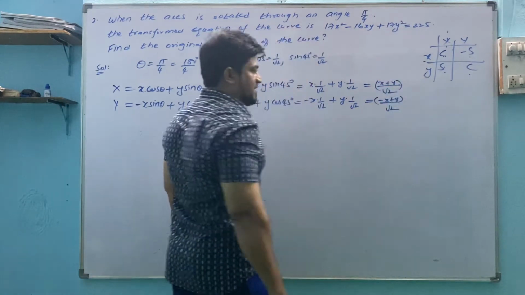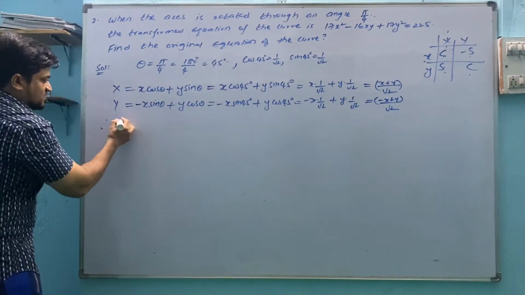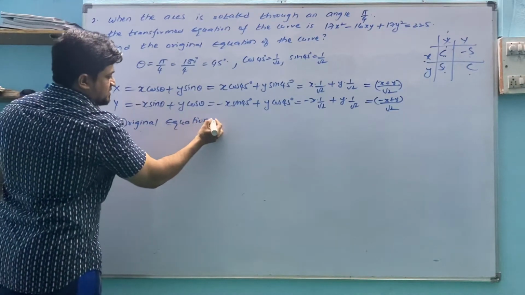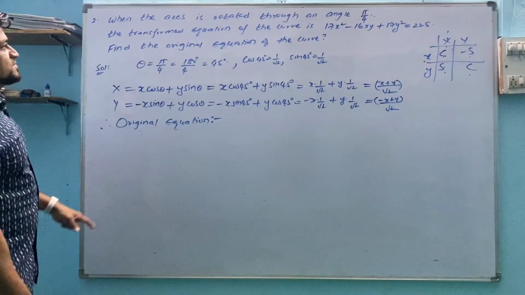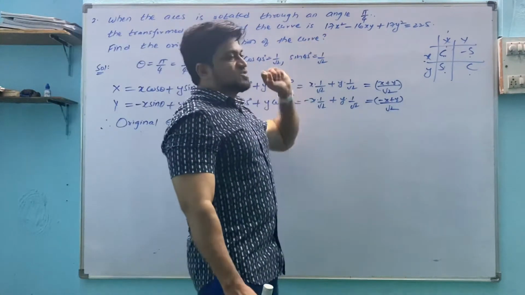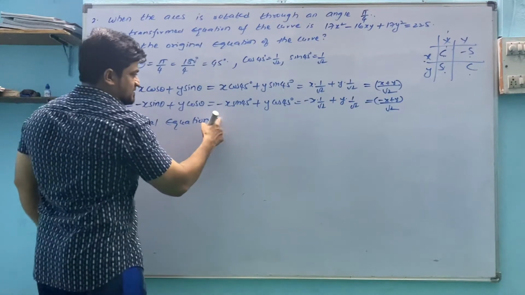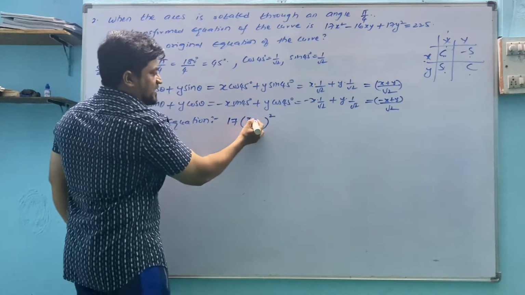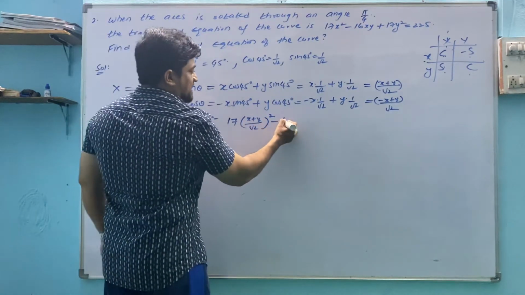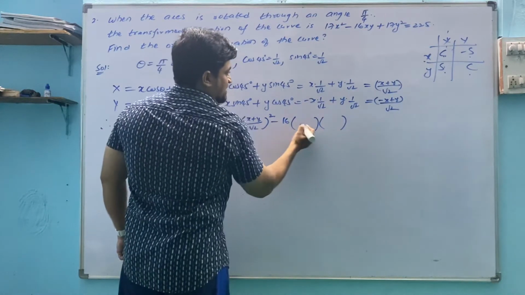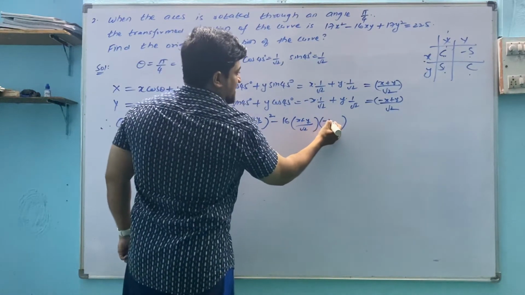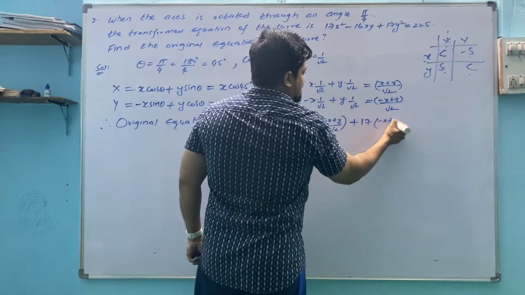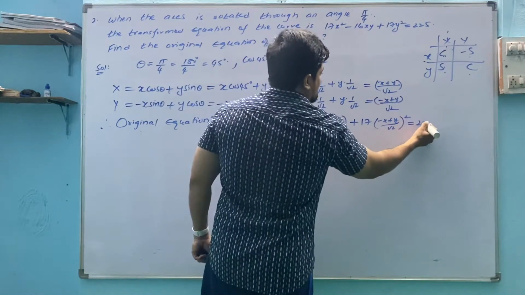Taking brackets. Now, we need to find the original equation. So the original equation you have to write. Therefore, the original equation is, check this one. 17x square is there. So what you have to write is 17. In place of x, take bracket square. In bracket you can write x plus y by root 2. Minus 16xy, x into y. X plus y by root 2 minus x plus y by root 2. Then plus 17y square minus x plus y by root 2 whole square equals to 225.